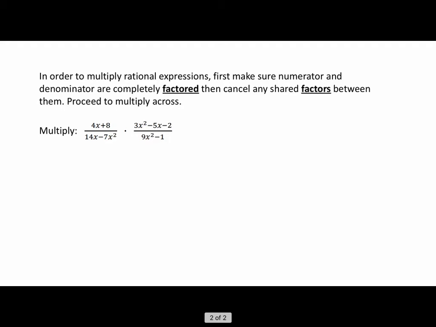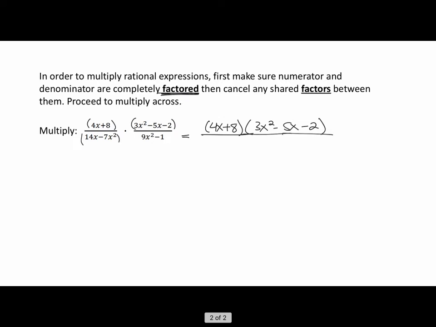In order to multiply rational expressions, we're first making sure the numerator and denominator are completely factored, and then cancel any shared factors between them. Proceed to just multiply across once you've finished dividing all of the common factors. So let's use that process to multiply these rational expressions here. There's a lot. Okay, so let's start with numerators. So 4x plus 8 times 3x squared minus 5x minus 2.